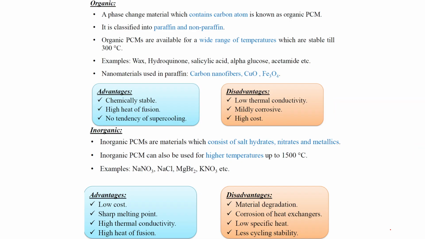Now coming on to organic phase change materials, a phase change material which contains carbon atoms is an organic phase change material. For example, paraffins and non-paraffins. Paraffins are basically wax materials, and non-paraffins are non-wax materials. Organic PCMs are available for a wide range of temperatures, and they are stable up to 300 degrees C. Some examples of organic phase change materials are wax, hydroquinone, salicylic acid, alpha glucose, acetamide, and nanomaterials which can be used in paraffins, that is carbon nanofibers, copper oxide, and iron oxide.